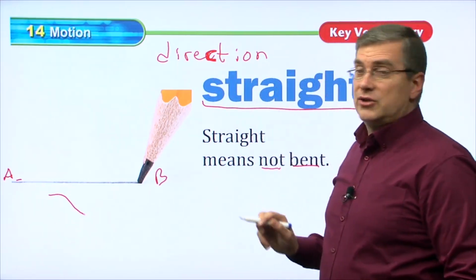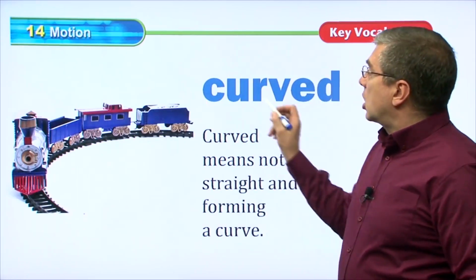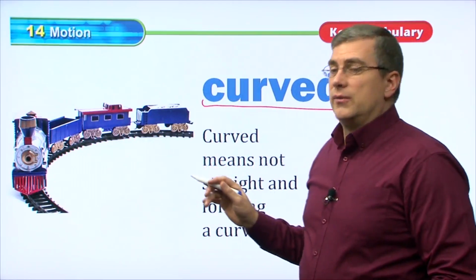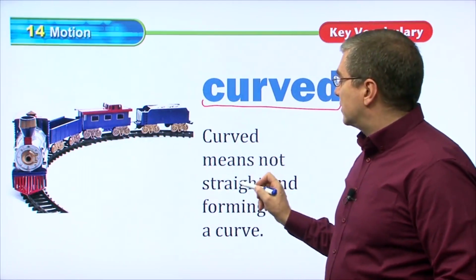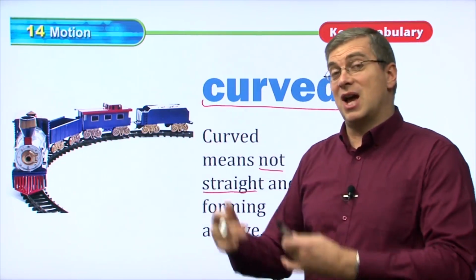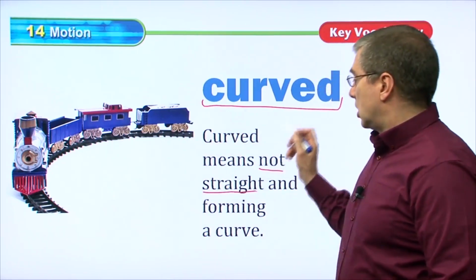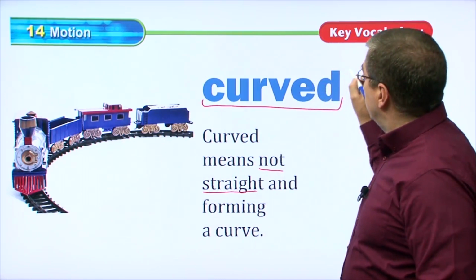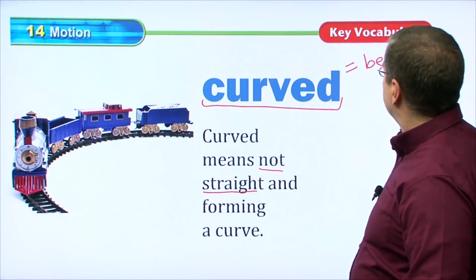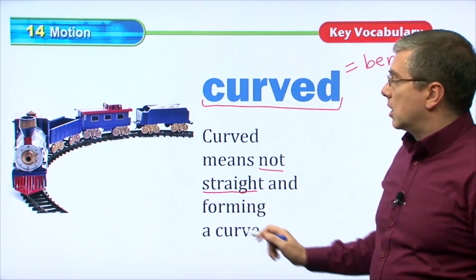Now, of course, we can talk about straight is not bent. Curve is like a bent. Curved means not straight, okay? So we have opposites, right? Straight means not bent. Curved means not straight. So curved, of course, means bent. Okay? And forming a curve.